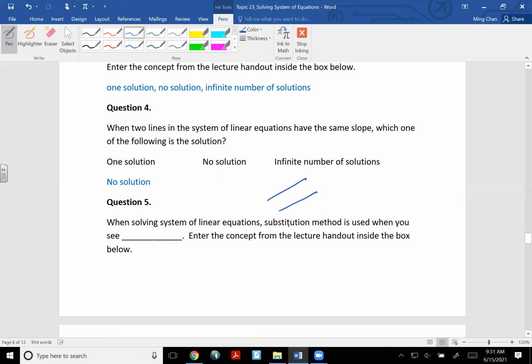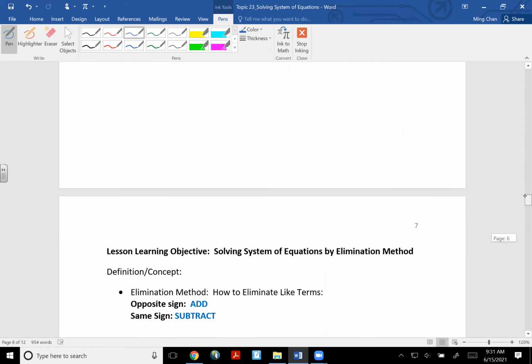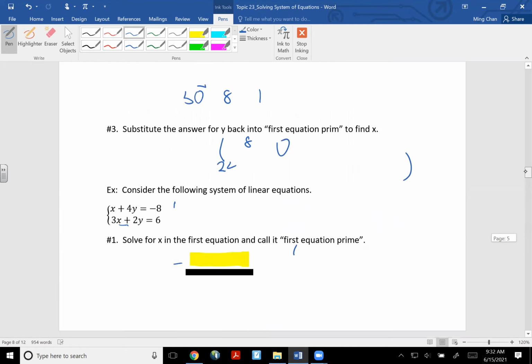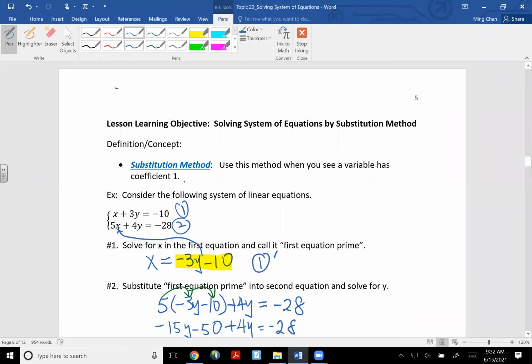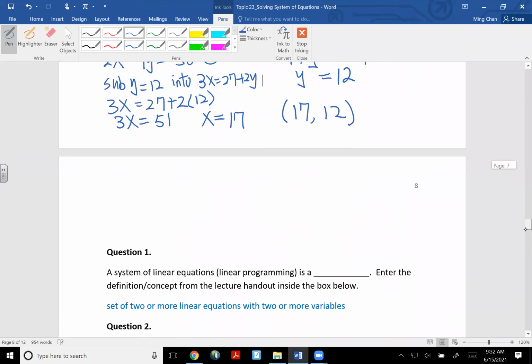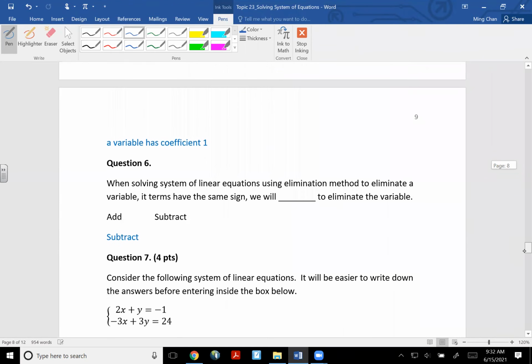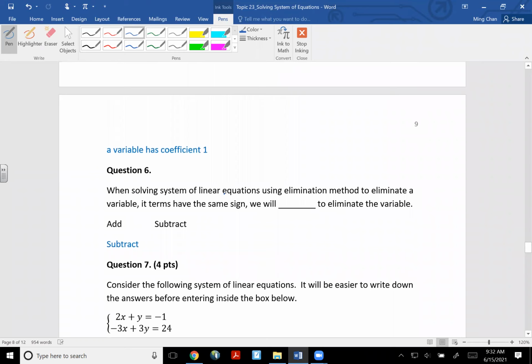When solving a system of linear equations, the substitution method is used when you see what? When you see a variable has coefficient 1. When solving a system of linear equations, use elimination to eliminate the variable. If terms have the same sign, we will what? Same sign, we will subtract to eliminate. Different sign, we will add.